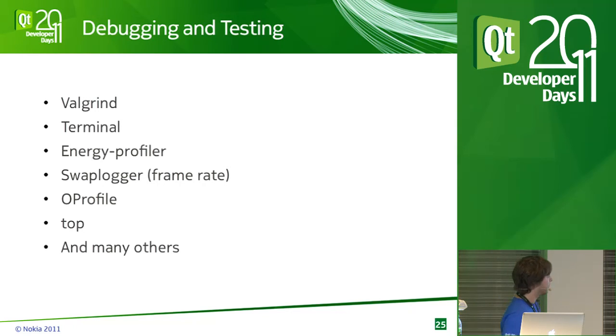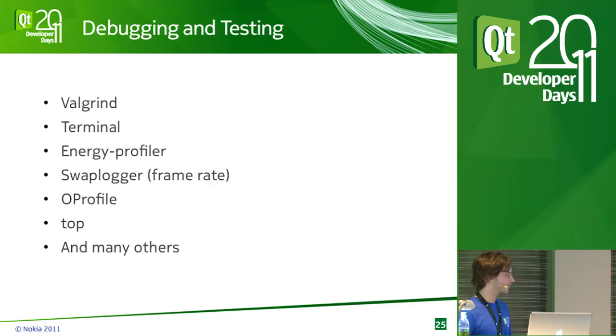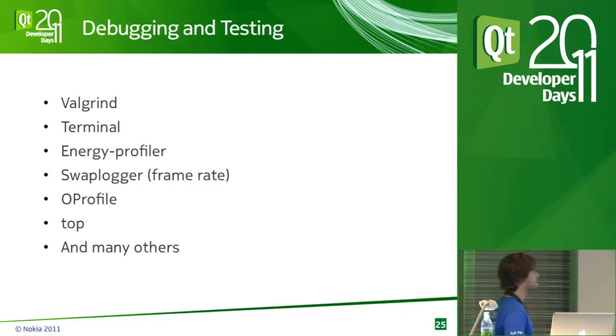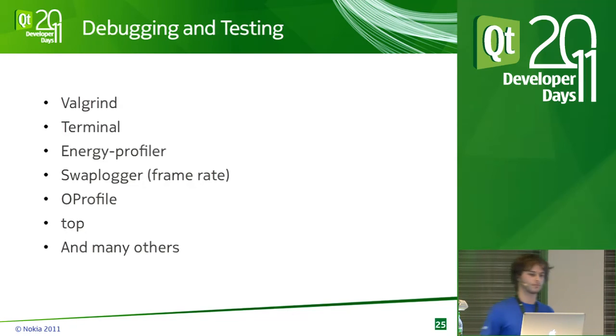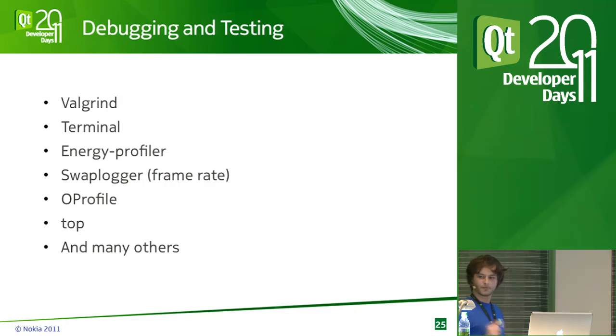You also have a lot of other tools that you can install from the phone. If you're familiar with Linux development, it's basically exactly the same. You have Valgrind, and another useful one is the swap logger, if you're making a game, that gives you the frame rate, so that can be useful. You have, as I said before, a terminal also that is installed when you enable the developer mode on the phone.